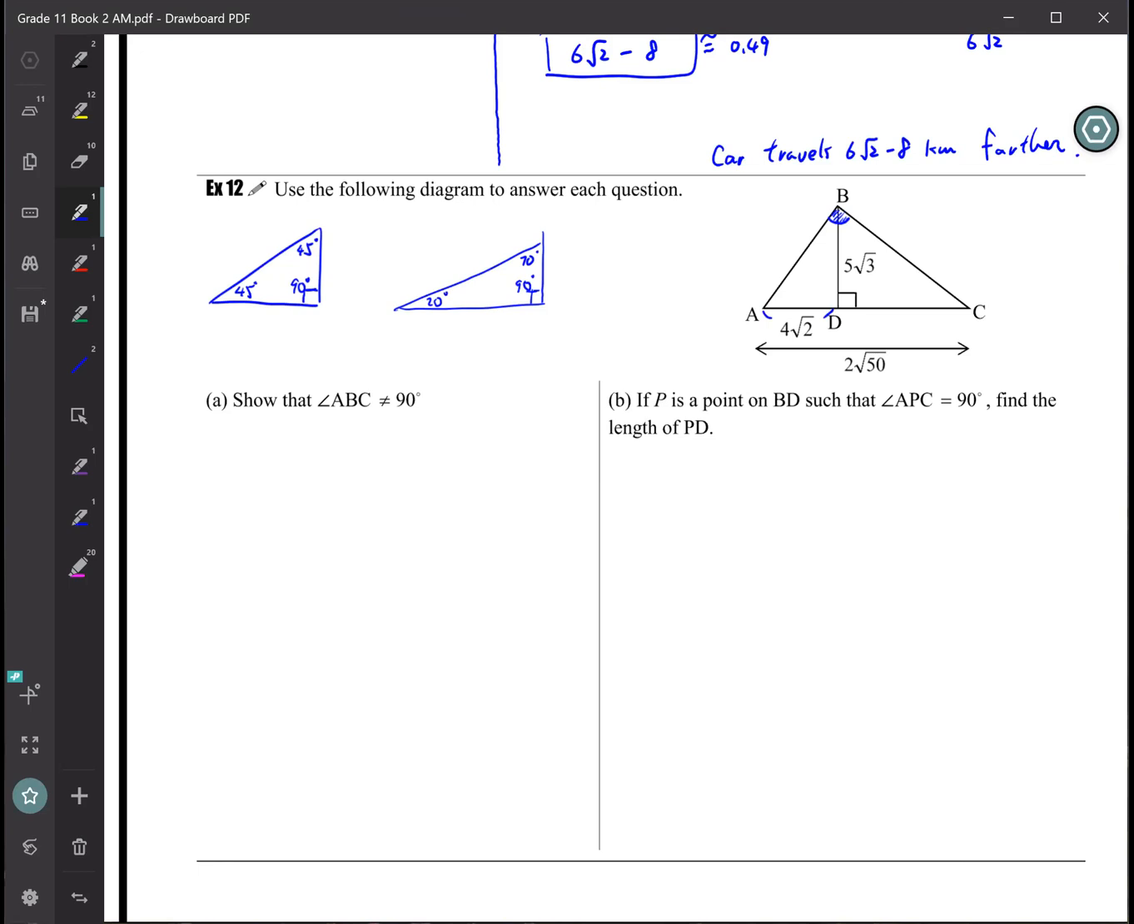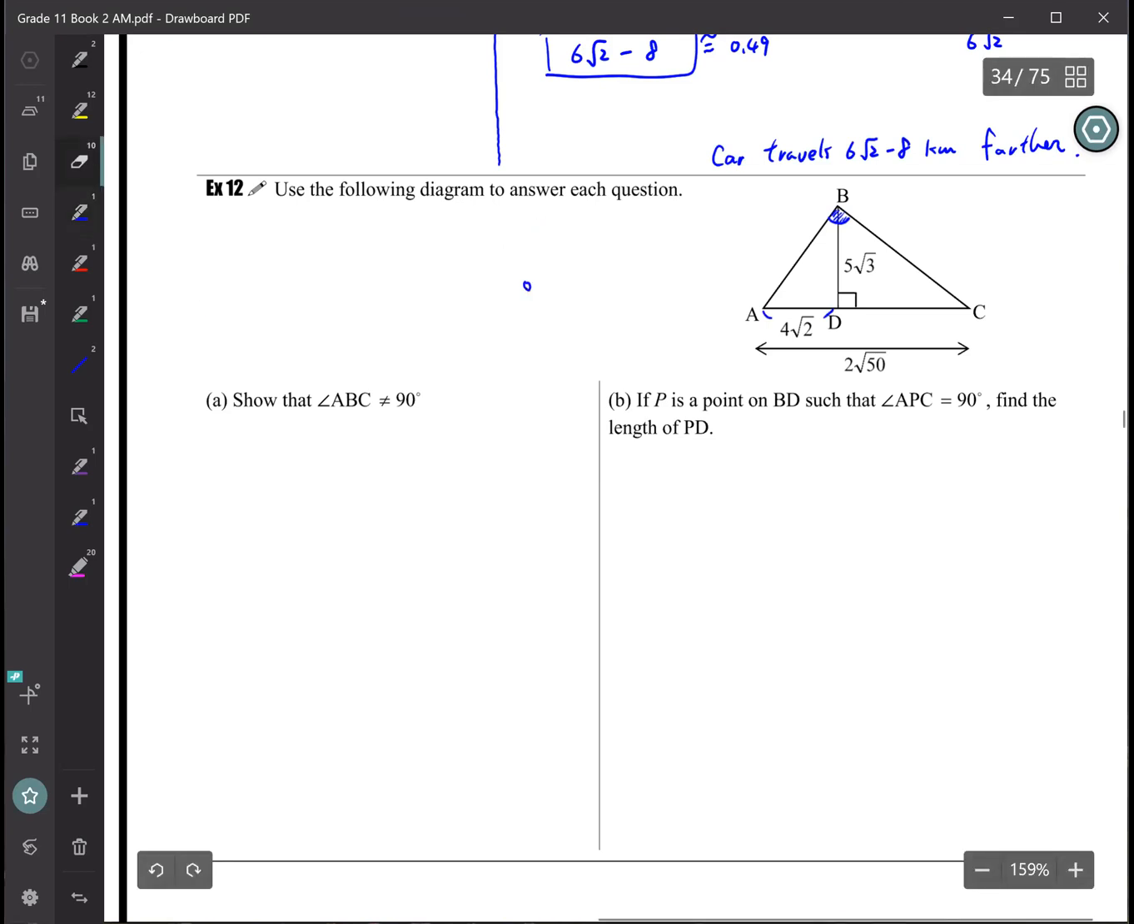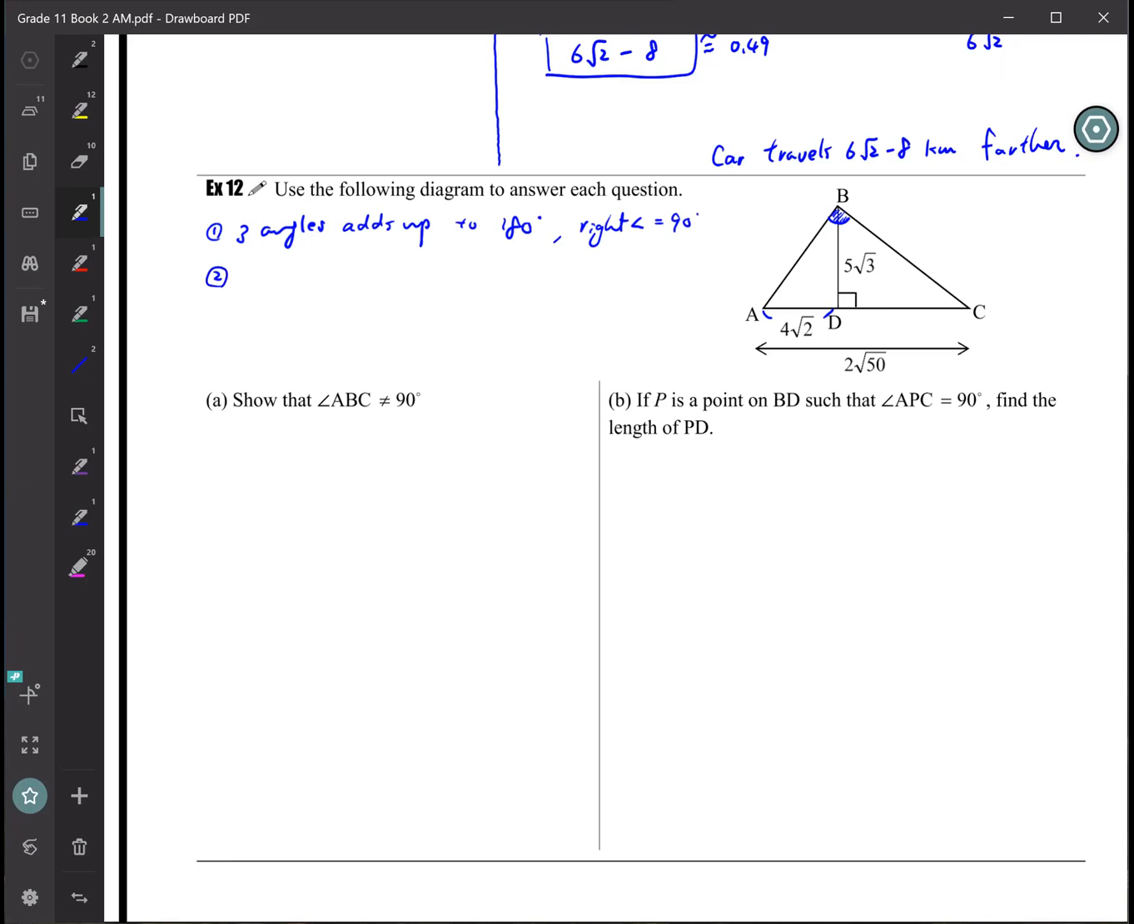Okay, keep thinking, what else? One thing we can write down, that's a good point: three angles add up to 180 degrees. And a right angle is 90 degrees. Okay, what other things have you guys learned about right triangles?